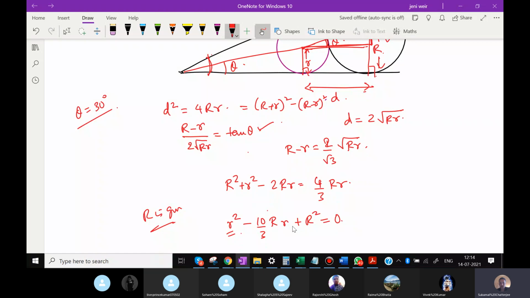Okay. So this is the way that you solve these kinds of problems. Either you can go with the distance formula, which will be a little more tedious. But if you apply tan theta or sin theta, that becomes much easier. You go for a similar triangle, apply tan theta or sin theta, you straight away get an equation with R, r and theta. Okay.